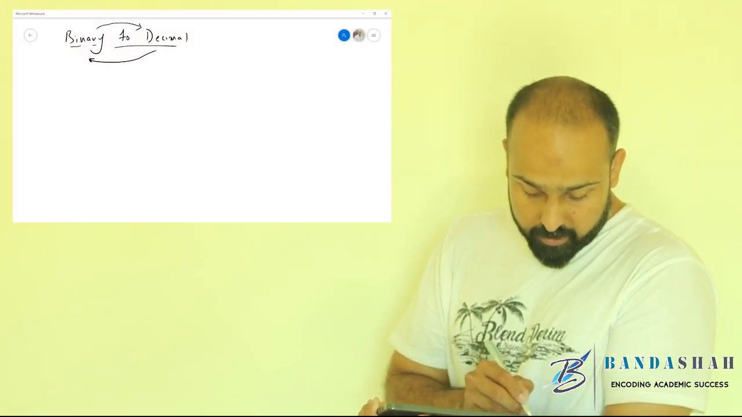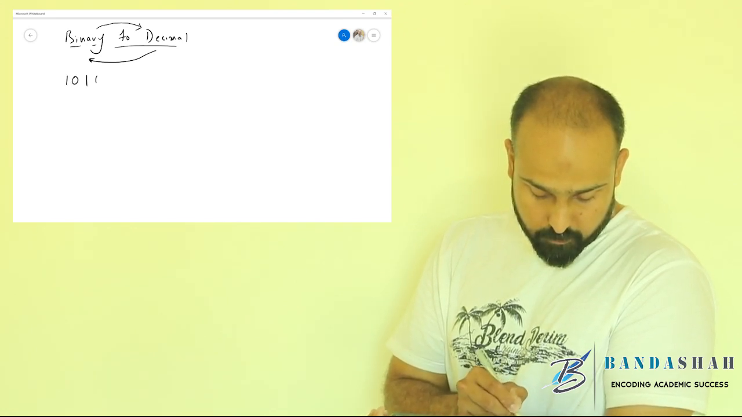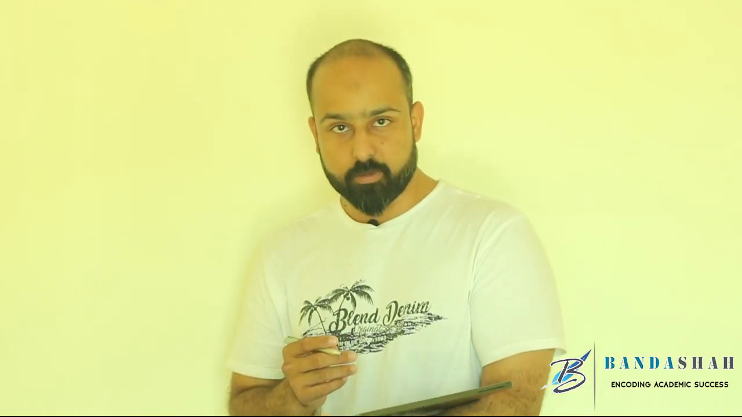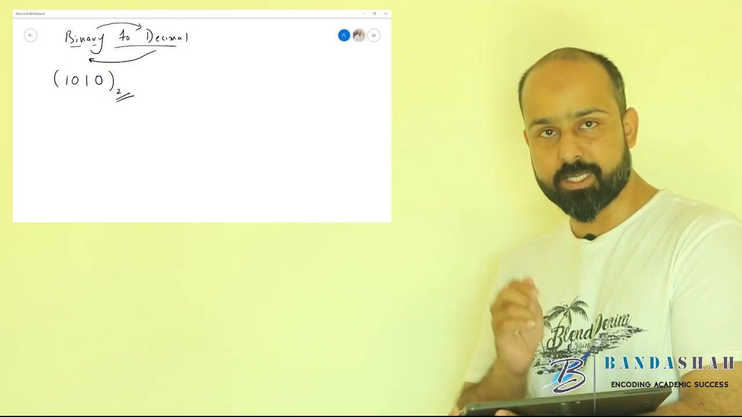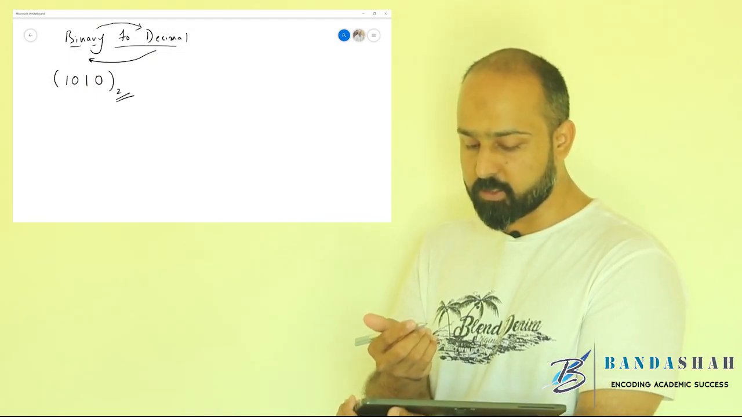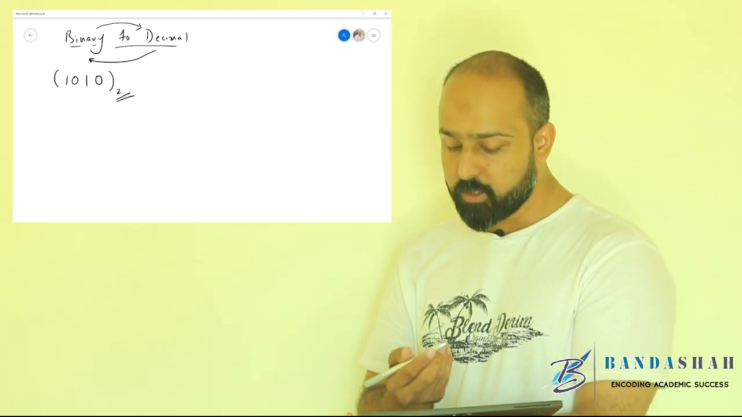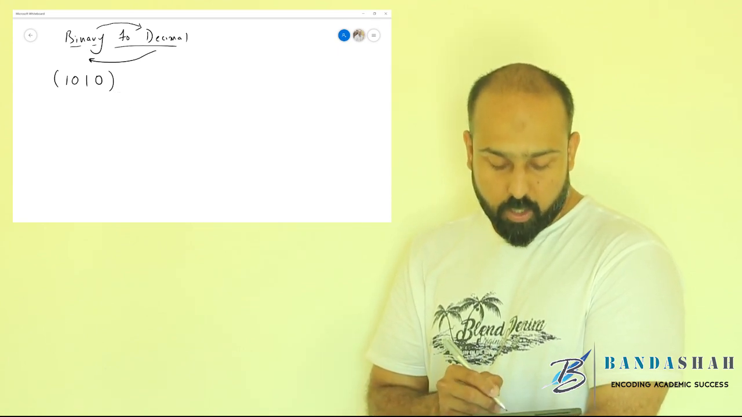In binary, we can take an example. If this is a number, even by looking at it, we can see that it's a binary number. Further, they can also mention it with the base. This base means that this number belongs to the binary number system. It could be 1010 in decimal, but it's not. It's binary because the base is also given. Right, so how to convert it?